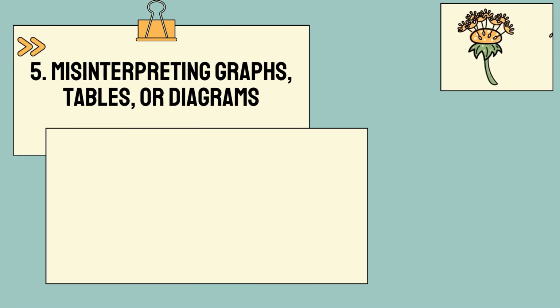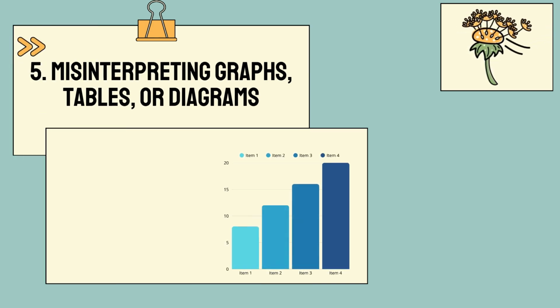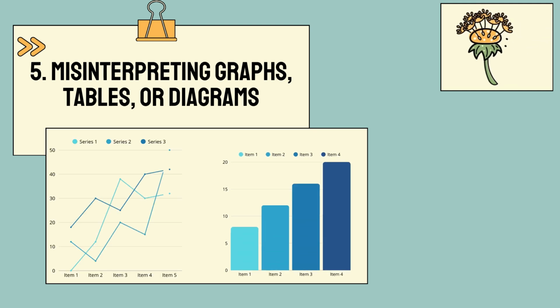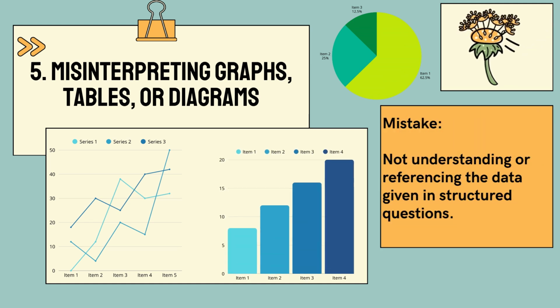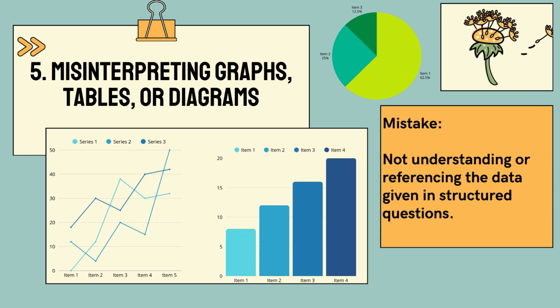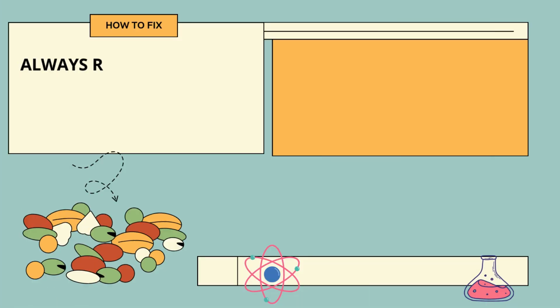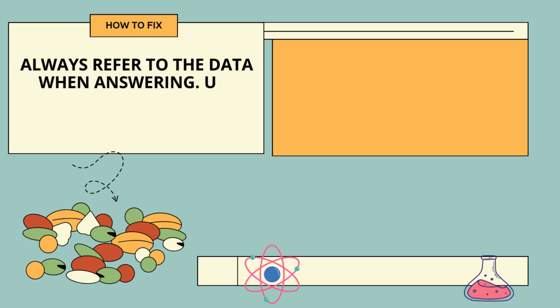Then mistake number 5, misinterpreting graphs, tables and diagrams. If there is any table or diagram in the question, students often misinterpret it, or they don't know how to understand the table. The mistake is not understanding the data given in structured questions. How to fix it? Always refer to the data while answering. You have to see the tables or the graph before answering the question.